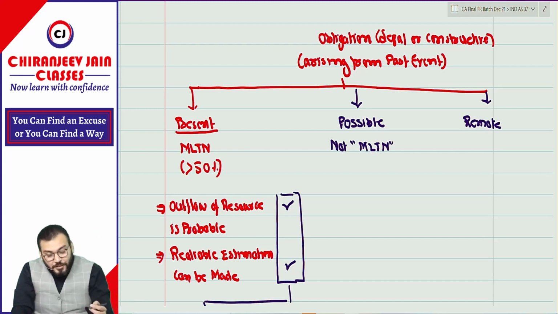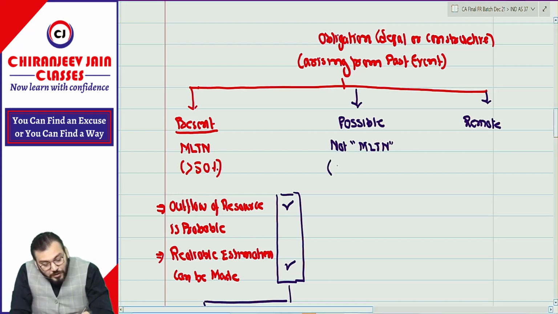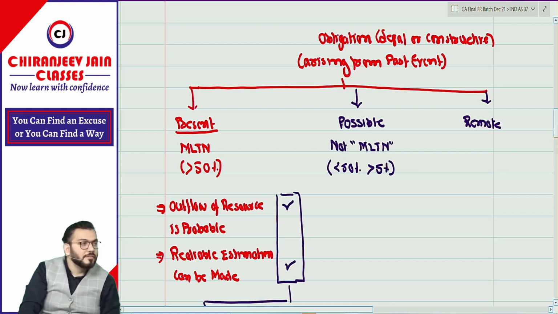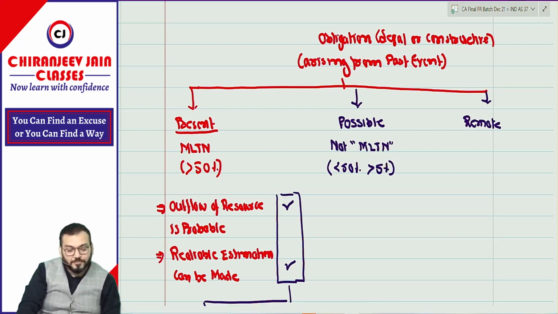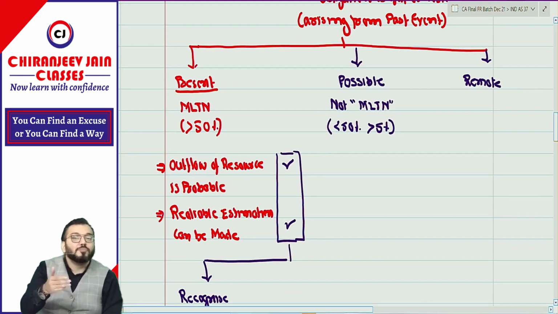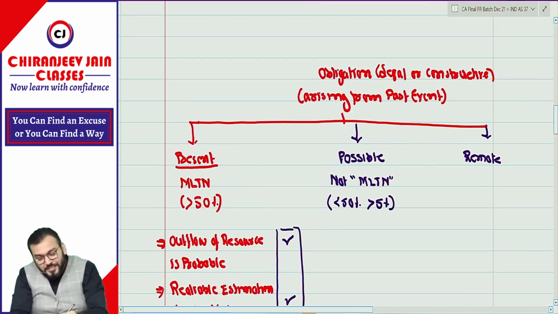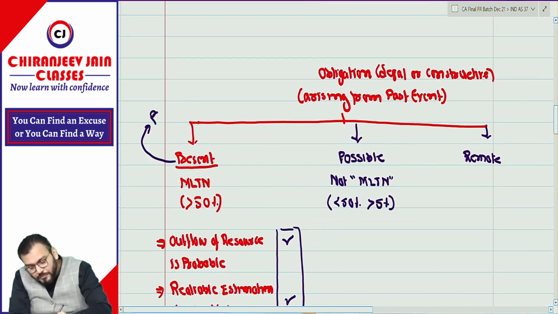Yes, sir. So can I say it means less than 50%, but more than 5%? Correct? More than 5%. So we call it what? Possible obligation. It means we can say that these are not probable. Correct? So present means what? Probable. So we can say these are not probable.